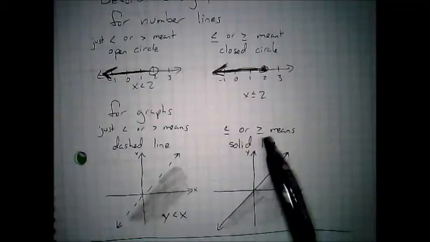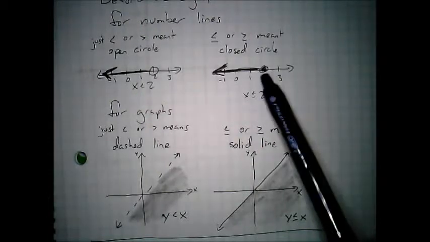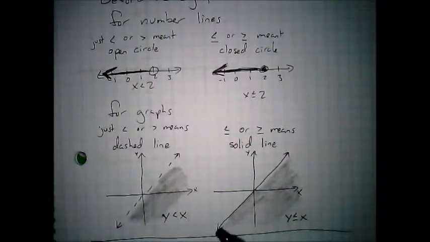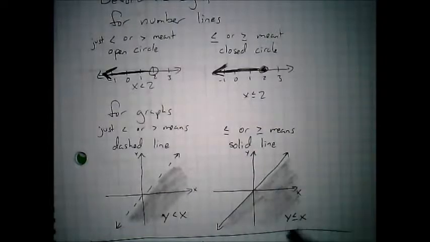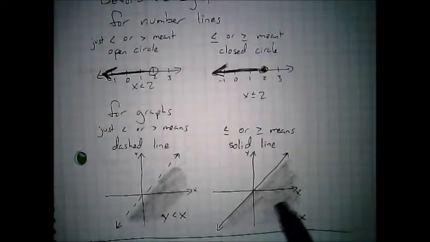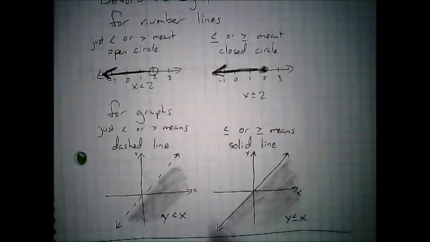If we have less than or equal to or greater than or equal to, that means this boundary line is included in our solution, just like our boundary point is included in our solution up here, and we represent that by using a solid line, or a regular line. So we have a solid line here, so this is y is less than or equal to x. We have the same type of difference with our graphs as we did with our number lines. We have to pay attention to our inequalities and know, are we going to have a dashed line or a solid line? So let's look at our first example.